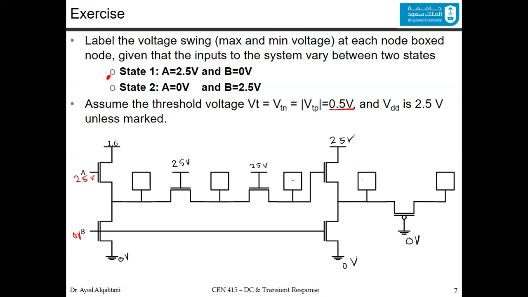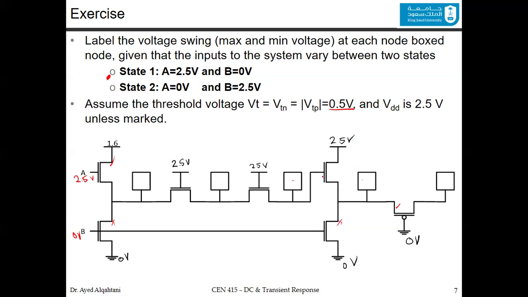We keep calculating from the input all the way to the output. But first, before you do anything, make sure of the status of the transistors themselves. Are they on or off? So in this case, the transistor is on. In this case, you have 0 volt at the gate of this transistor, which means that this transistor is off. Similarly here, this transistor is off. The gate here is connected to the gate over there. Now for this transistor, since it's connected to 0 volt, this transistor is on.